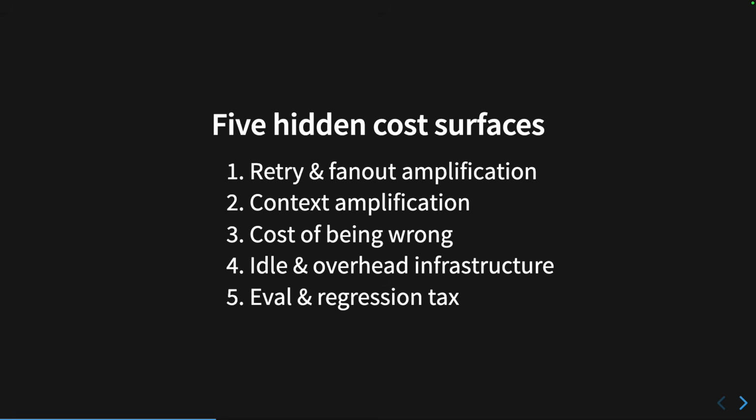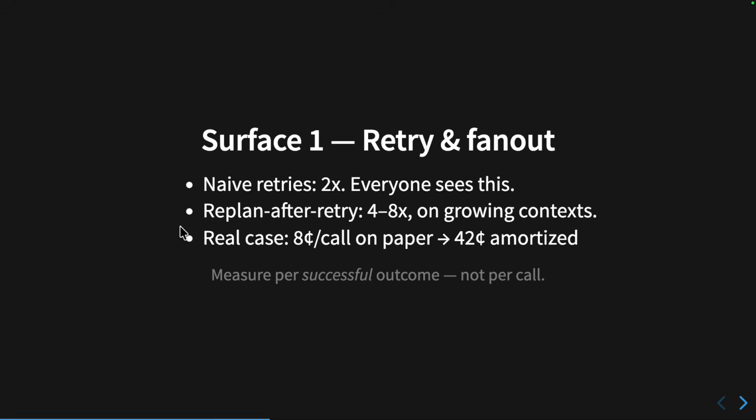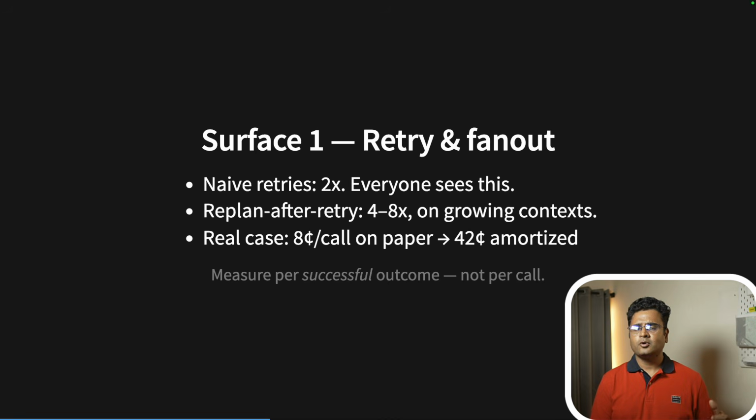The first surface is the retry and fan-out amplifier. This is the first surface, guys. The first hidden cost is retries, and it is not in the simple way that you would think. Consider an agent that hits a transient tool failure. In such a scenario, it will retry. That's 2 calls for a single outcome. I would say it's fine because it's just one step of amplification, and most teams are actually able to see this.